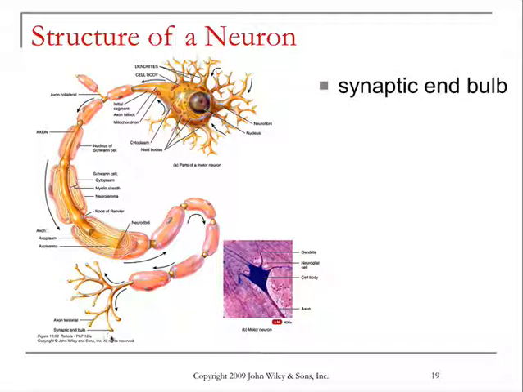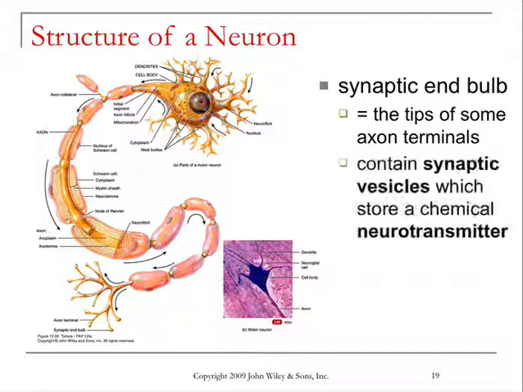At the very end of the axon terminal is a synaptic end bulb. And these synaptic end bulbs contain synaptic vesicles, or little pockets, which store inside of them chemical neurotransmitters. And we'll talk about those neurotransmitters in a later section. You might remember from the chapter on the muscular system that there's only one neurotransmitter that will communicate with muscle cells, acetylcholine. But when you're talking about a neuron that communicates with other neurons, there's a vast variety of neurotransmitters.